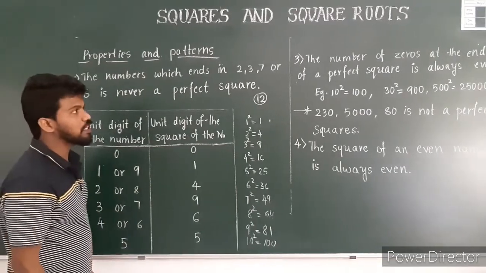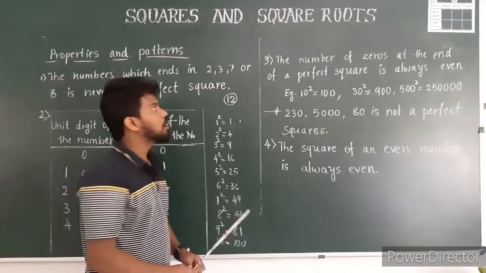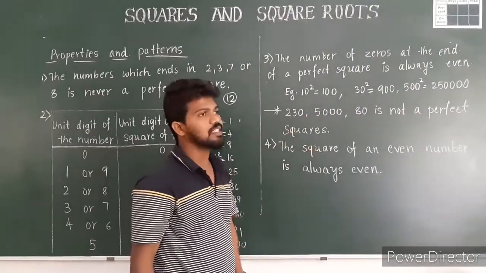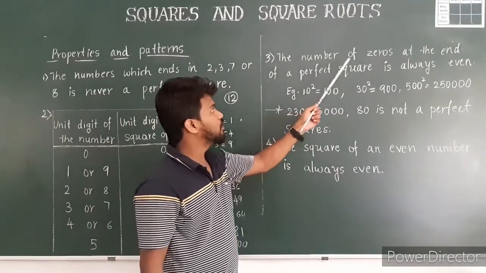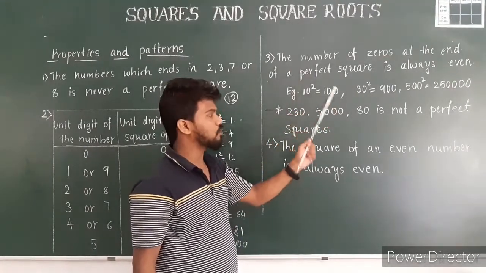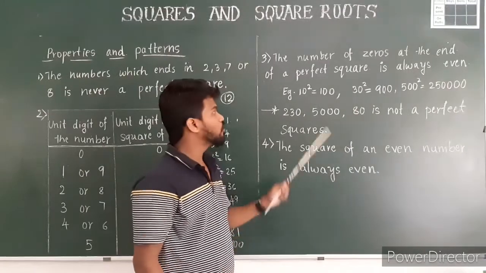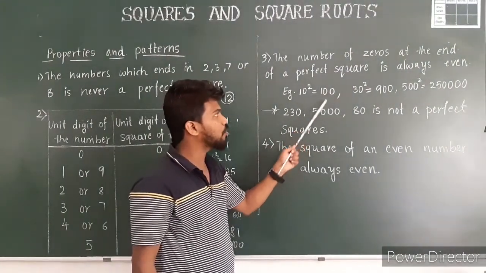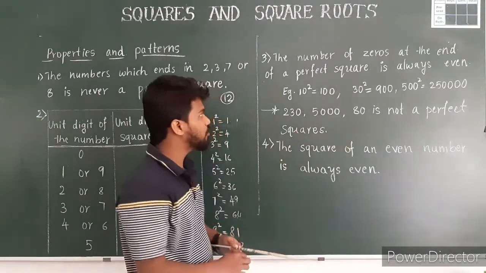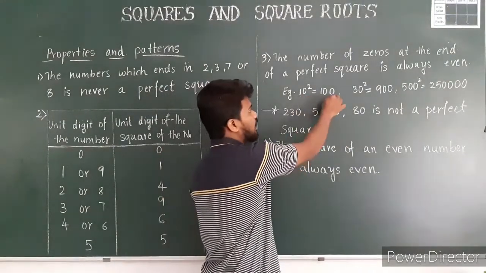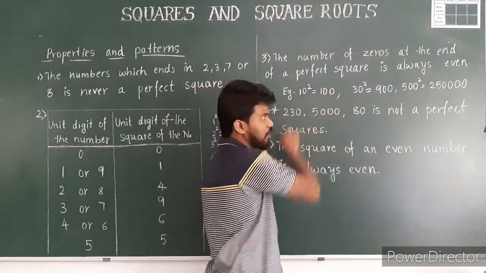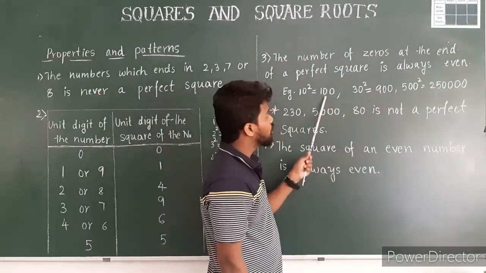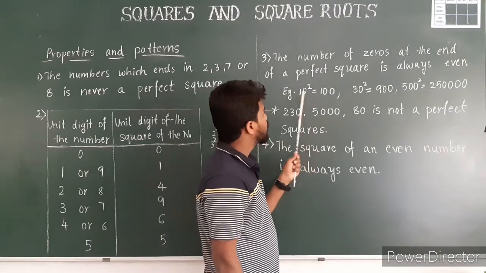Now you go through the third one. The number of zeros at the end of a perfect square is always even. Suppose any number ends with zeros, you always have an even number of zeros. So 10 square, you see that is 10 into 10, 100. 30 square, you have 2 zeros. Even number of zeros.